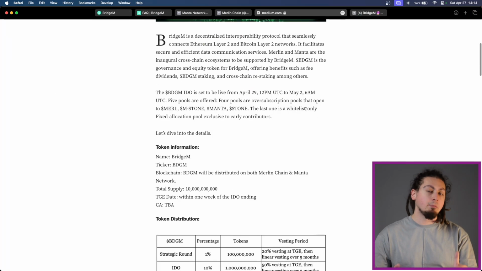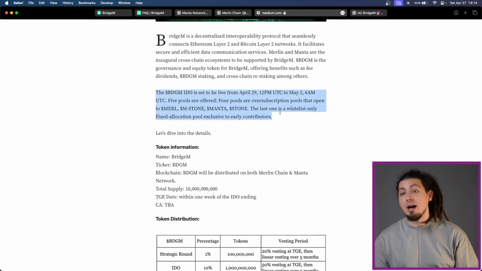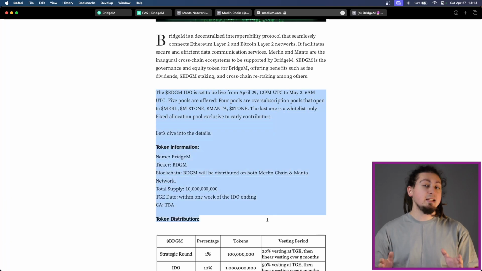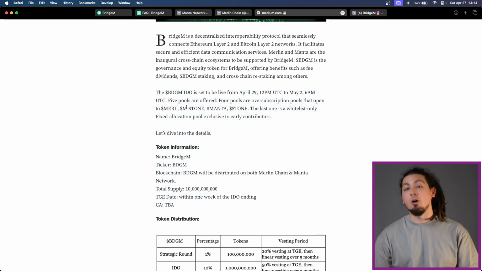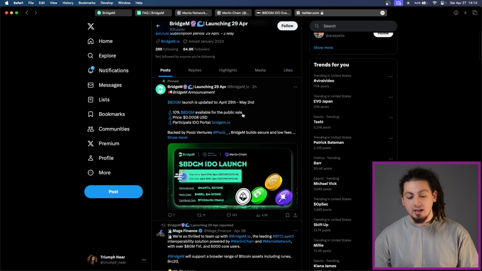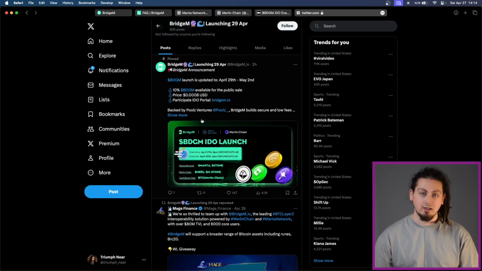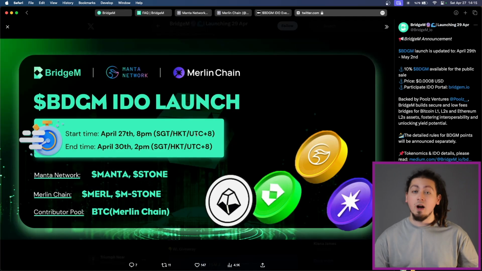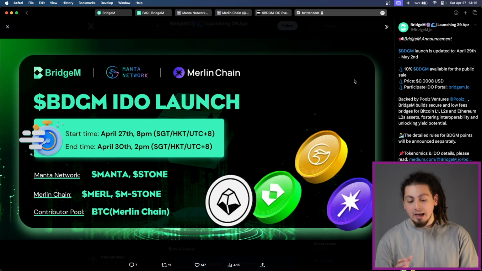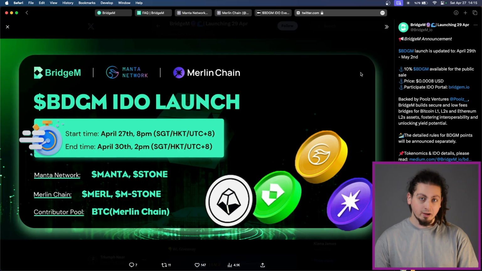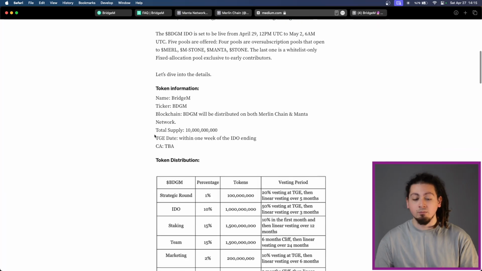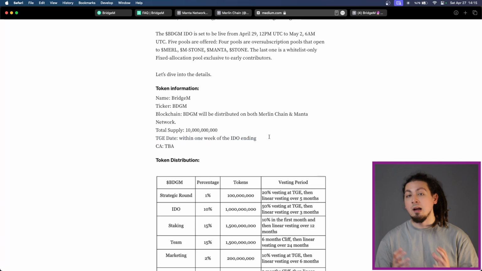Another reason why I'm bringing this project today is because their launch is very, very soon. The BDGM IDO is set to be live from 29th of April 12 UTC to 2nd of May 6 UTC. What is also great about their launch is that there are 5 pools offered, and 4 of these pools are oversubscription pools that open to Merl, Mstone, Manta, and Stone tokens. The last one is a whitelist only fixed allocation pool exclusive to early contributors as well. The token ticker is BDGM, and it will be on both Merlin chain and Manta network.